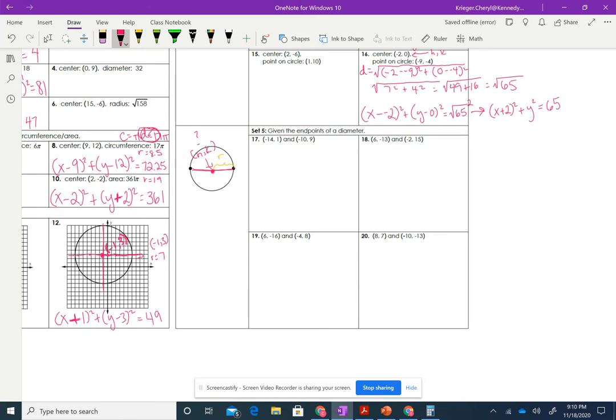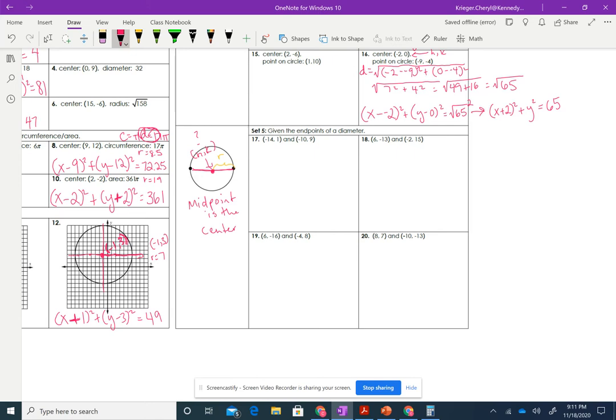Well, they give you 2 points on your circle. And it's on the circle. So we can find the midpoint, and that will be my center. So the midpoint is the center. And then we find the radius by finding the distance from the center to one of the points. The point that you choose is totally up to you. I'm going to choose whatever I feel like will make it easier.